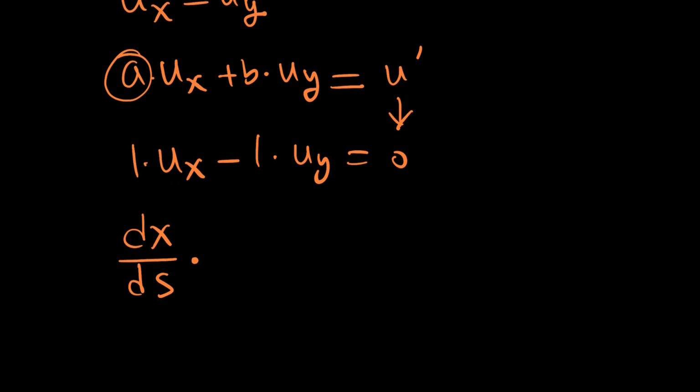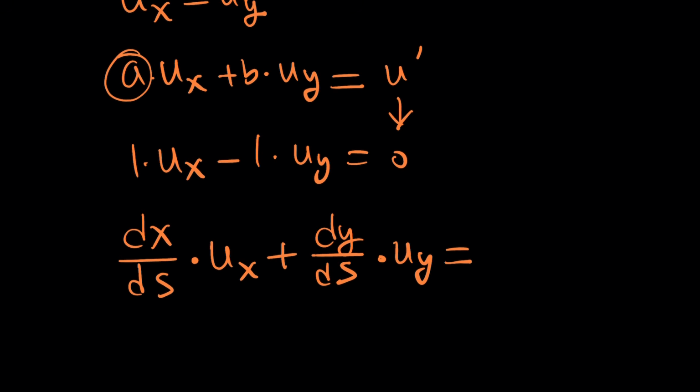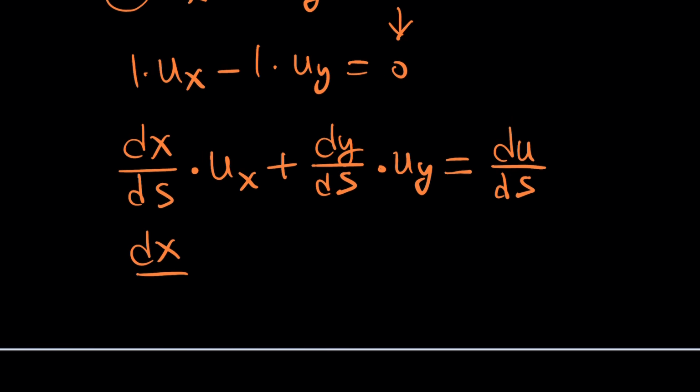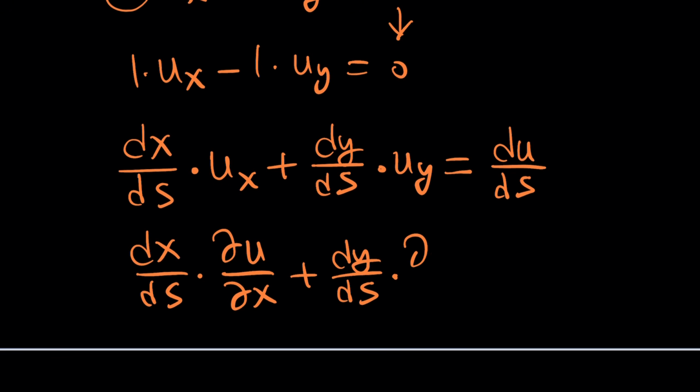These are ordinary derivatives, not partial. So we have dx over ds times ux plus dy over ds multiplied by uy. And guess what that's going to give us? From the chain rule, this is going to give us du over ds. Of course, you can write it in a different form, dx over ds times the partial du over dx, and then dy over ds times the partial du over dy. You can see better why this turns into du over ds by using the chain rule.